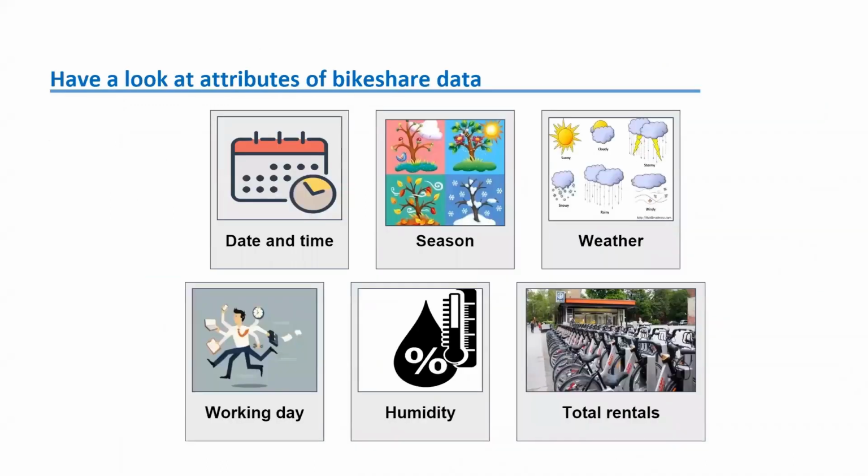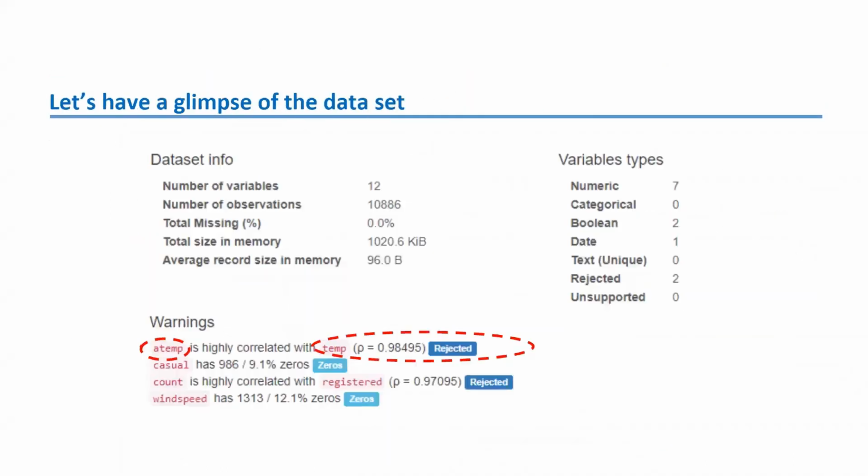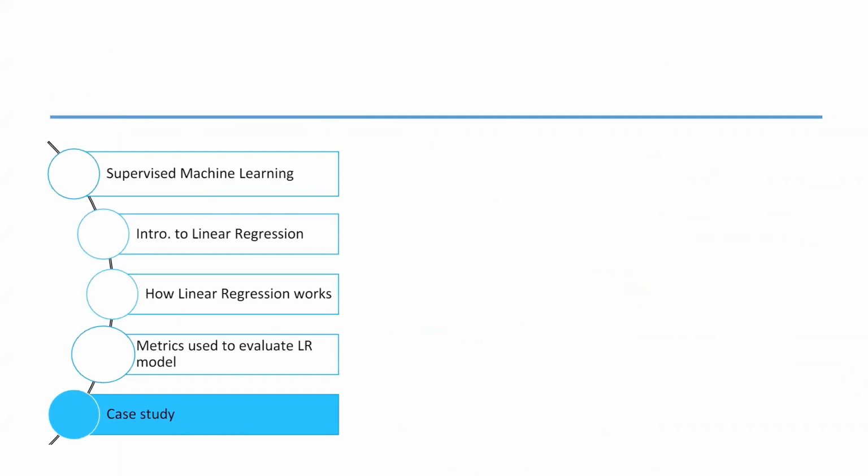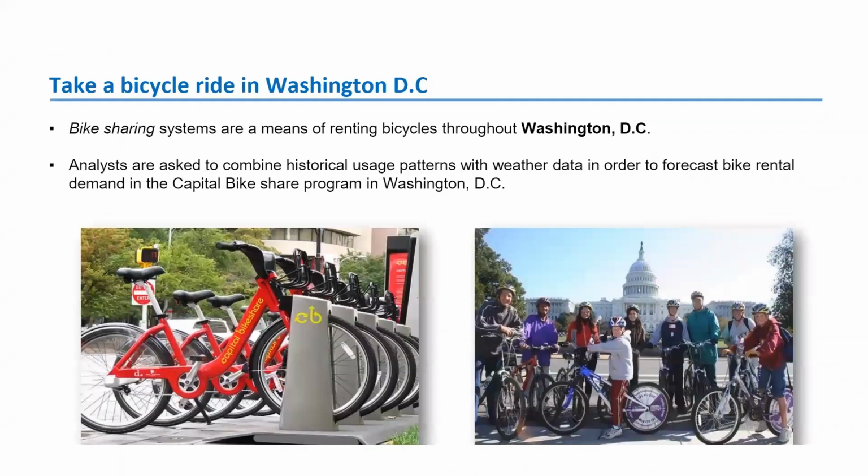Okay, so we'll look into a case study of the data. You have to take a bicycle ride in Washington, D.C. Now, bike sharing systems are a means of renting bicycles throughout Washington, D.C.